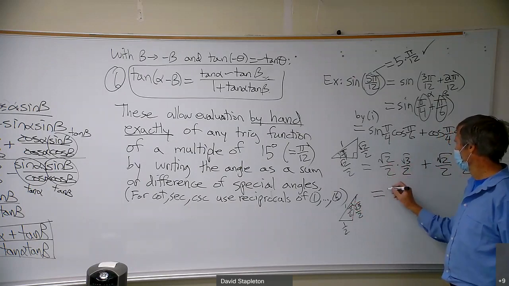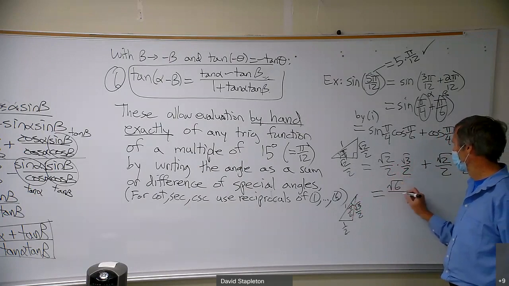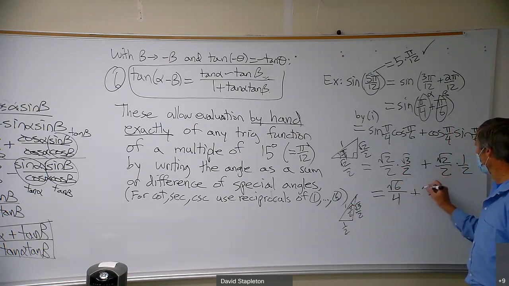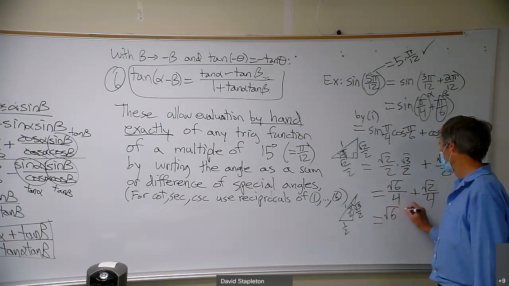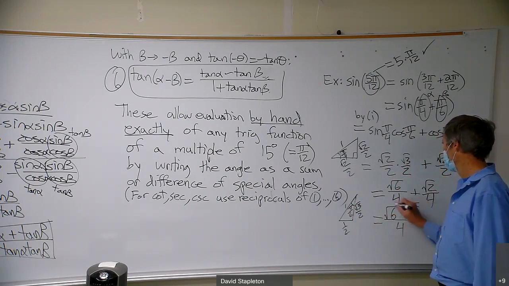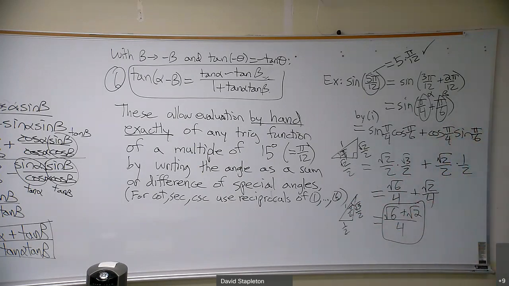Square root 2, square root 3. Remember the square root of the product is the product of the square roots, so that is square root 6 all over 4. And this one is square root 2 over 4. Since they have a common denominator, I can add the numerators over that common denominator. This is exactly square root 6 plus square root 2 all over 4. So there was the sine of 5 pi over 12.